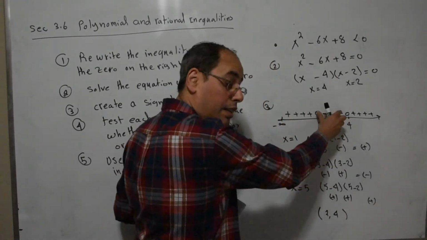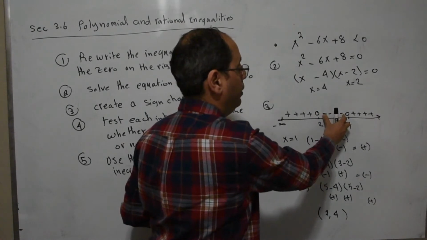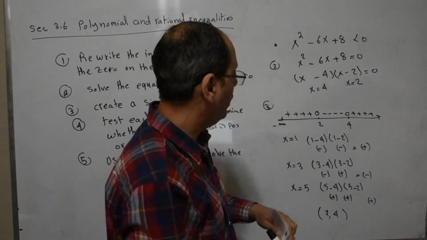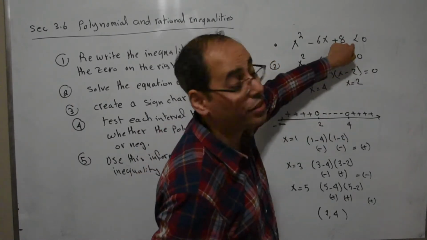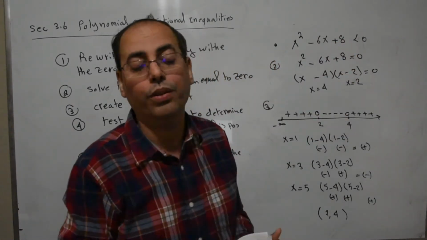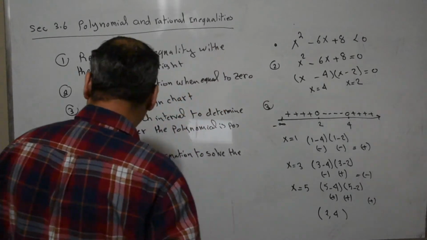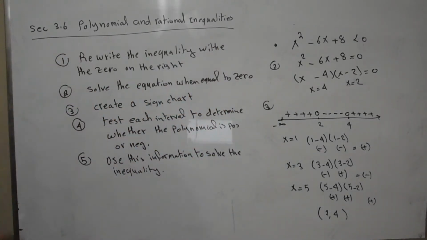So only here I have negative numbers. And I can't include 2 and 4 because I have just less than, not less than or equal. Does it make sense? Alright, let's support this idea with another example.